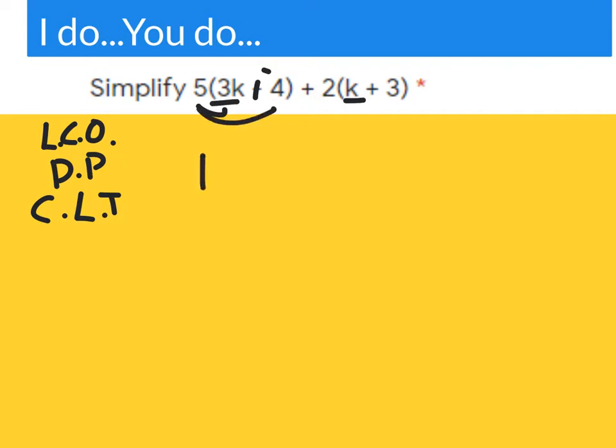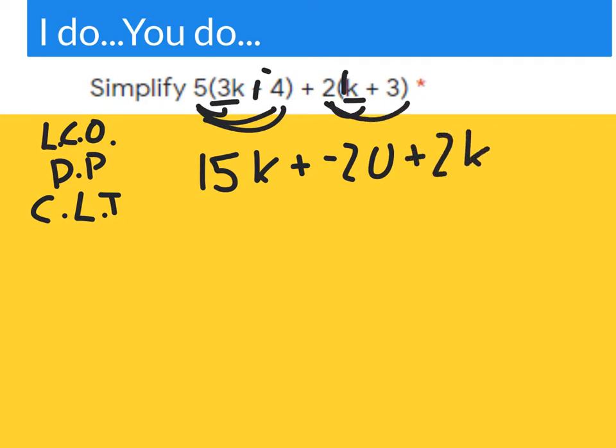5 times 3K is 15K. 5 times negative 4, that's 1 negative in that problem, so that's a negative answer. 2 times 1K, there's an understood 1 in front of that K, gets you 2K. And 2 times 3 is 6. Now we combine our like terms. Remember, to be like terms, the variable and the exponent of the variable have to match. So 15K and 2K is 17K.